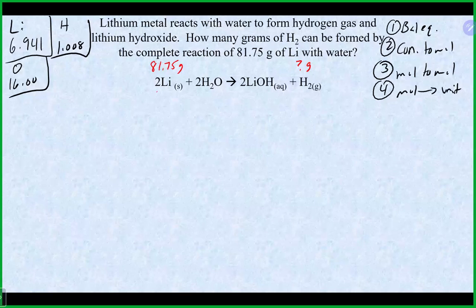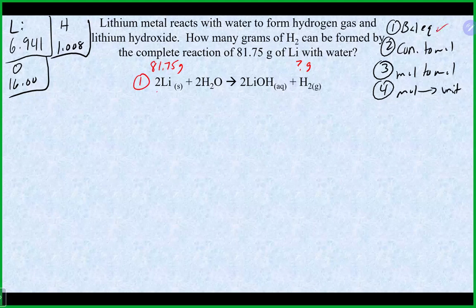So in this case, we have grams of lithium, which we definitely can get to moles. We have no other information given to us. So it's going to be these 4 steps that we've been talking about. The good news is we did the last problem and we're using the same equation. So step number 1 is already done. We have the balanced equation.